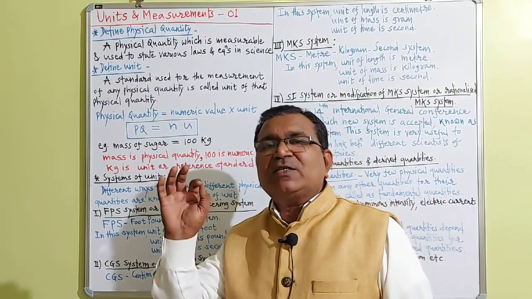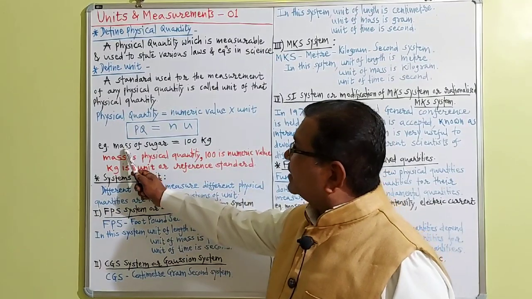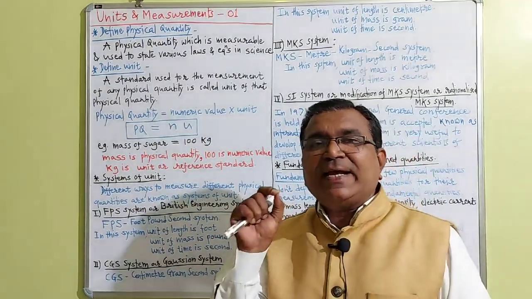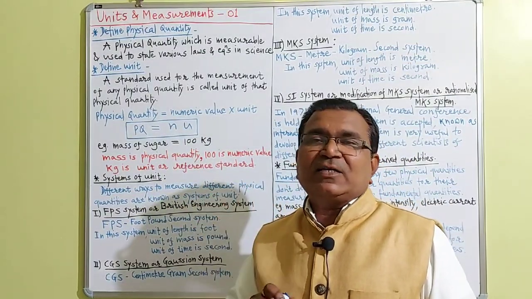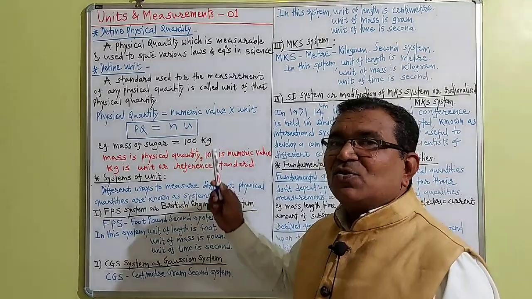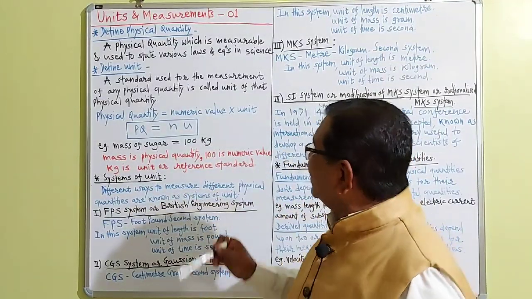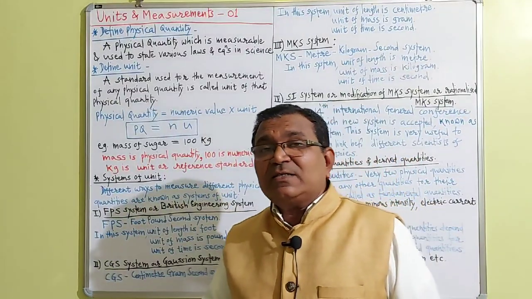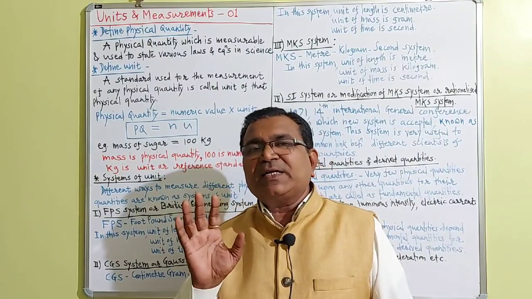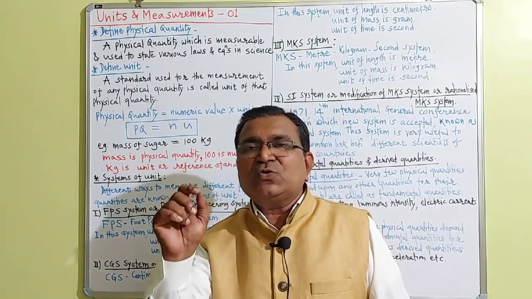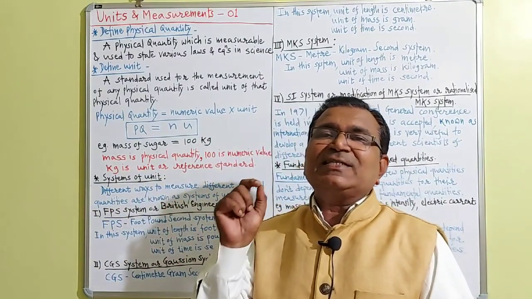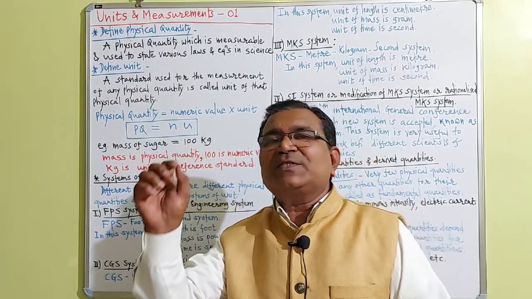Mass of sugar is equal to 100 kg. Here mass is a physical quantity, 100 is a numeric value, that is the N, and this kg we call a unit, also called a reference standard. So for the definition of unit: a reference standard used for the measurement of any physical quantity is known as the unit of that physical quantity.